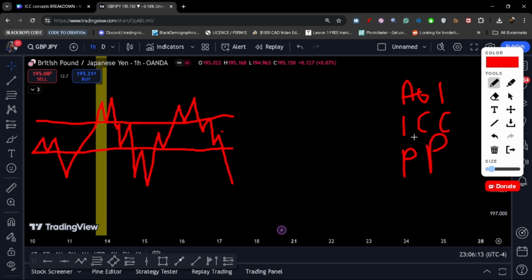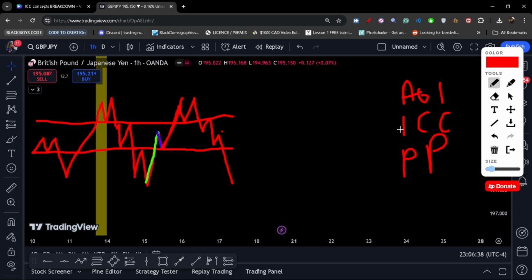And then the ICC just basically means indication, correction, continuation. So in this case here, you would think, okay, boom, when price gave this indication, this was an indication right here. This was the indication, right? And then price now corrected itself, boom, like that, corrected itself. As you can see, price now continued to buy. So this is the continuation move right there, boom, right?